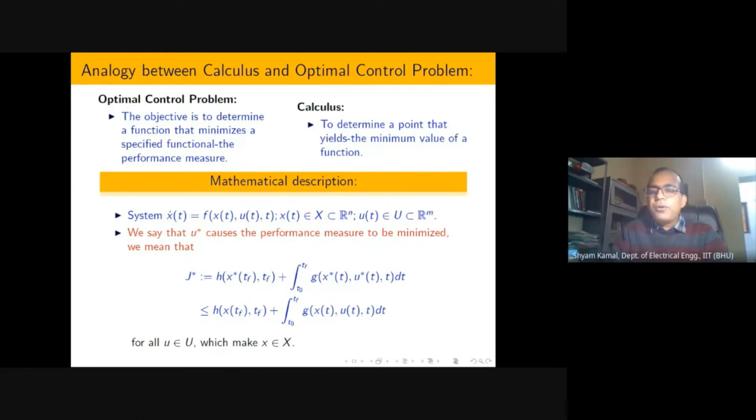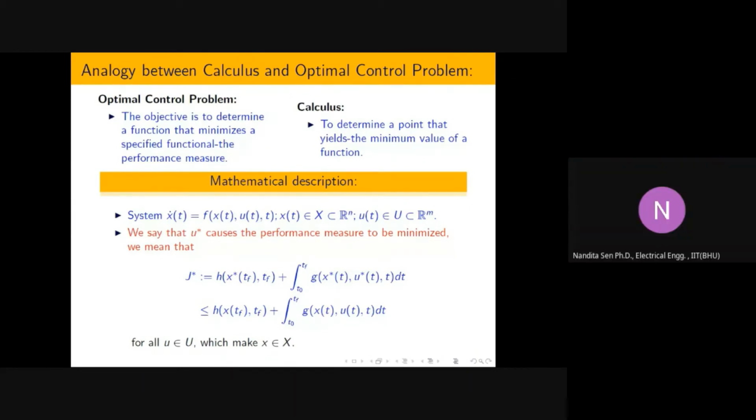Sir, what kind of problem are we solving in calculus? Suppose I am going to solve some kind of minimization problem in calculus. What does it mean? Some other people, could you please interpret, Shiv? Yes, sir. An optimal control problem minimizes the functional, and calculus minimizes the function.